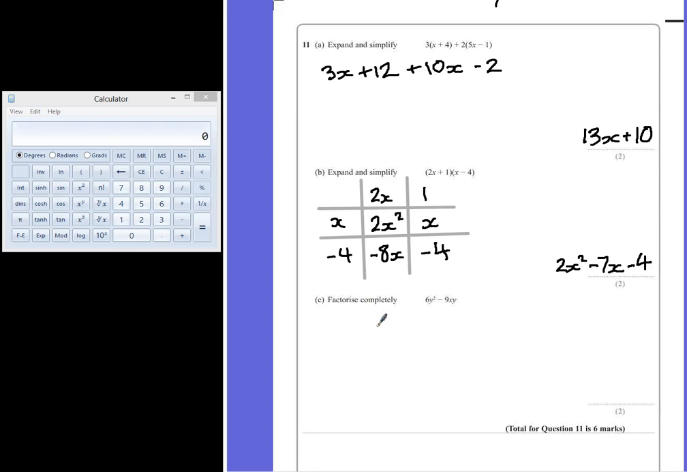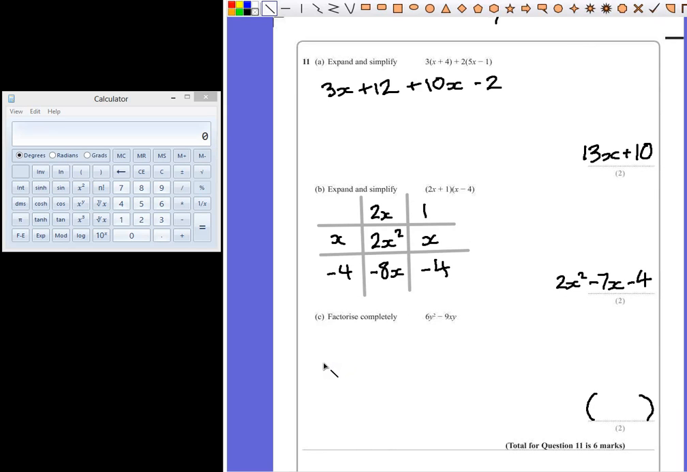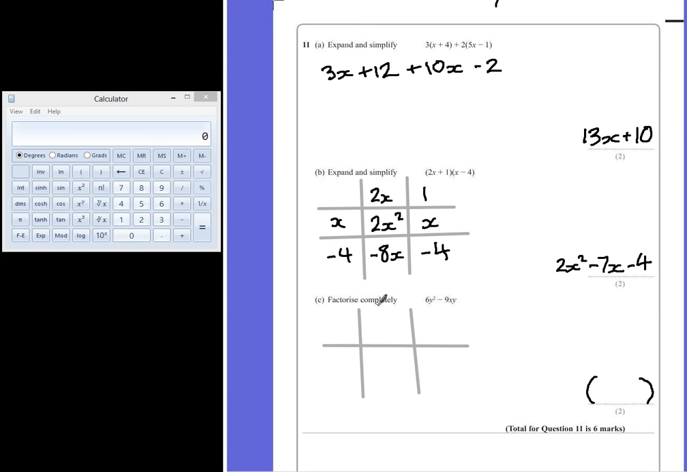Question C asks us to factorise completely 6y squared take away 9xy. Factorise means to take out common factors and put them outside a pair of brackets. So we automatically know there's going to be something inside brackets and something outside the brackets. Once again, we can use this grid method to actually demonstrate how to work this out. We're dealing with a squared value here, so it does mean that we're going to have at least one letter outside our brackets.